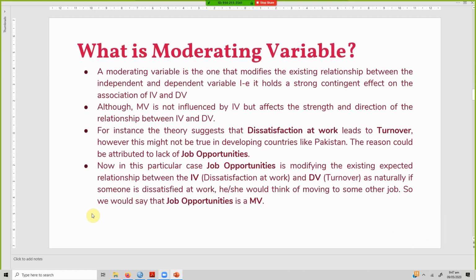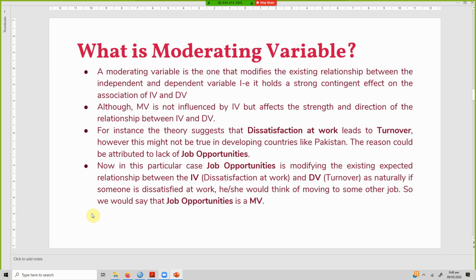Now, apart from those two variables, there is a third form of variable, which is the moderating variable. A moderating variable is one that modifies the existing relationship between the independent and dependent variable. That is, it holds a strong contingent effect on the association of the independent variable and the dependent variable, expressed as IV and DV respectively. Although the moderating variable, MV, is not influenced by IV, it affects the strength and direction of the relationship between the independent variable and the dependent variable. Now, what does this mean?